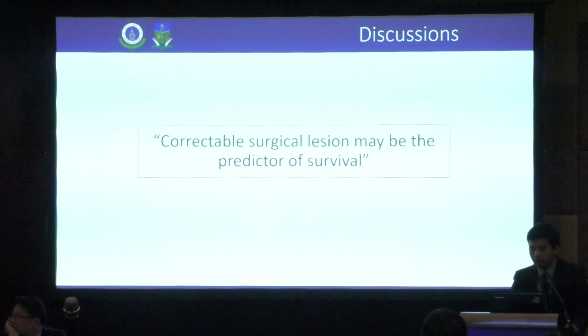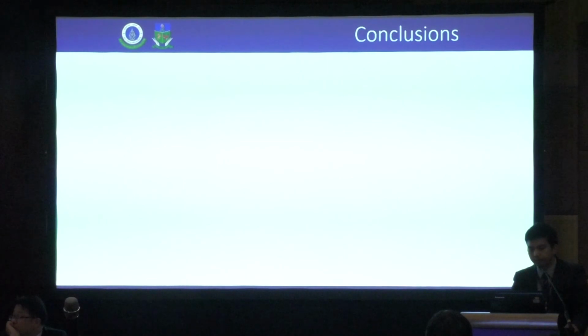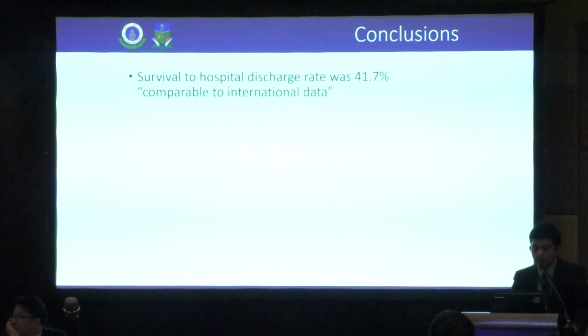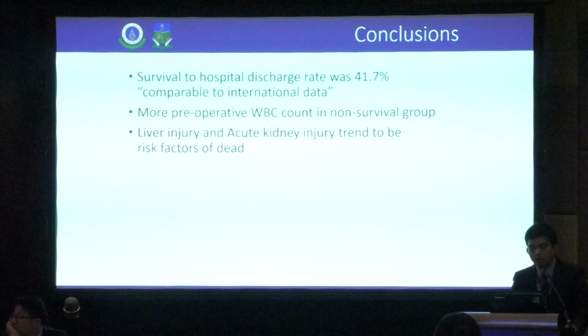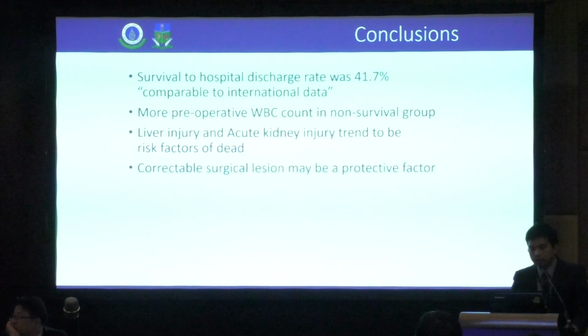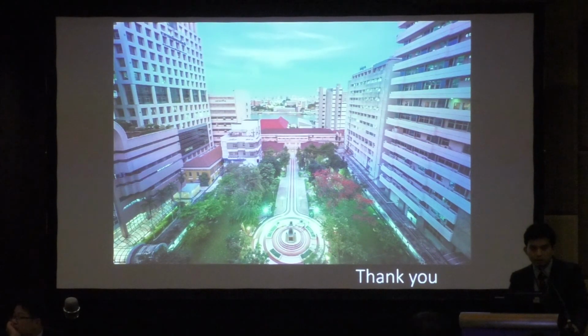When you care for an ECMO patient, you must look for factors related to death before ECMO decannulation. To summarize, the survival to hospital discharge rate at Siriraj Hospital was 41.7%, comparable to international data, and there was a higher preoperative white blood cell count in the non-survival group. Liver injury and acute kidney injury tended to be risk factors of death. A correctable surgical lesion may be a protective factor. Thank you for your attention.